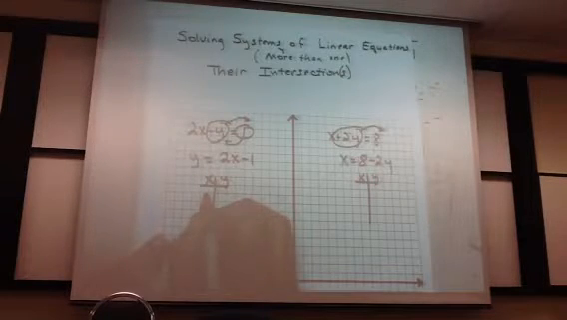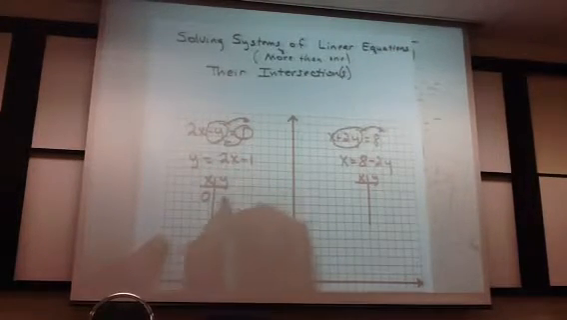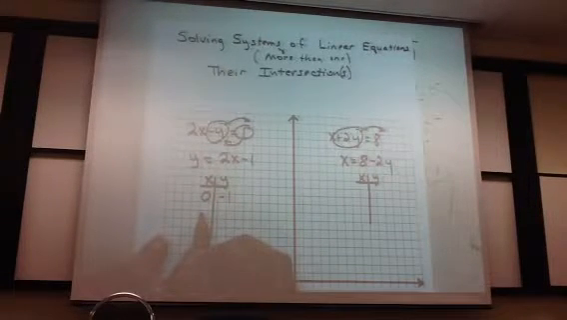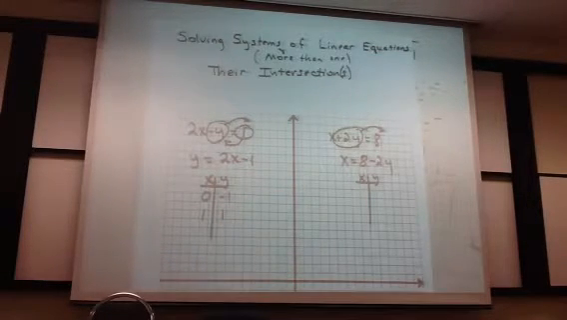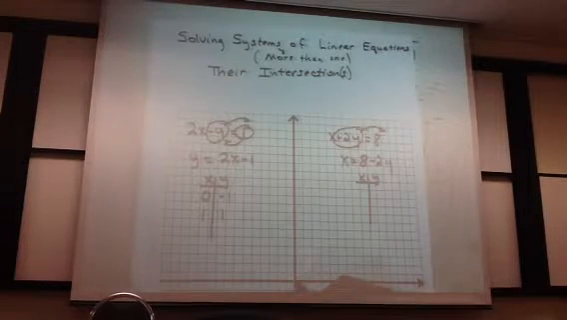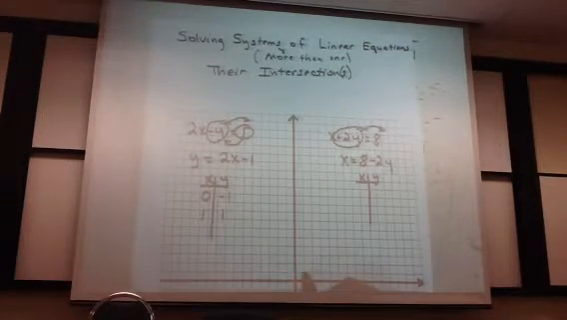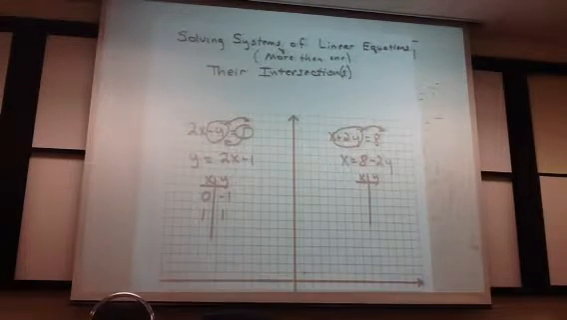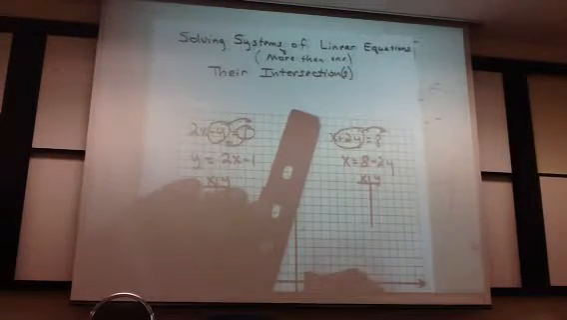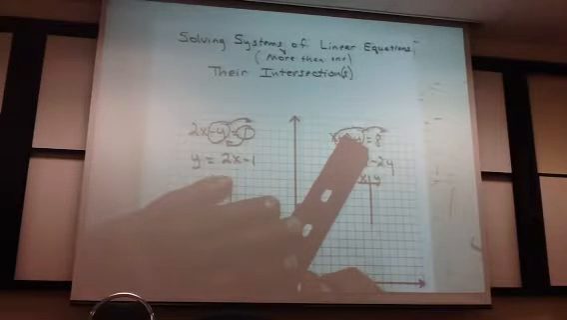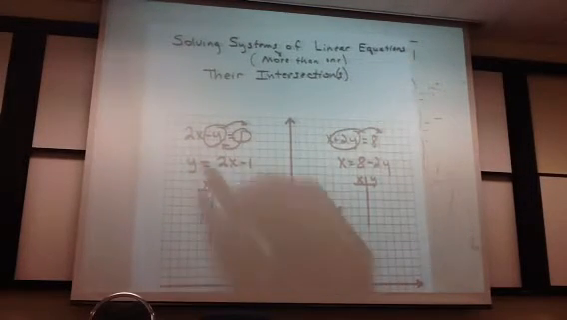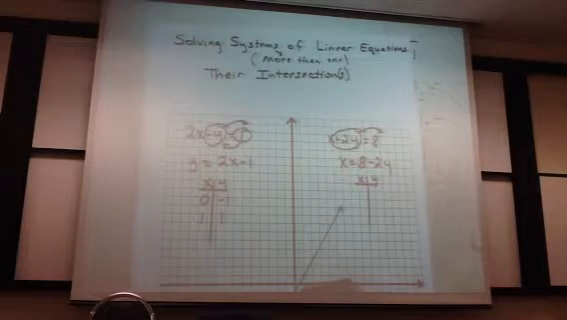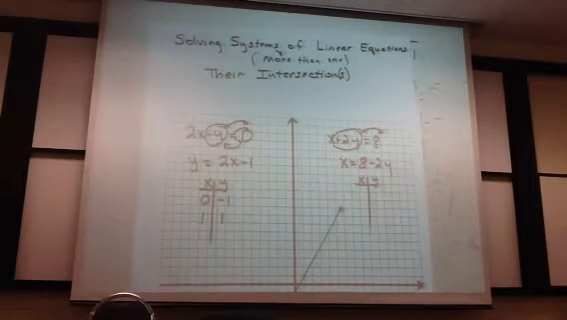What's good? 0. 2 times 0 is 0, minus 1, I get negative 1. What else do you want to pick? 1. 2 times 1 is 2, minus 1 is 1. And I got 2 points. Supposedly, if I did it right, that's all I did. 0, negative 1, and 1, 1. Got myself 2 points. And here's my first line, 2x minus y equals 1. Oops.